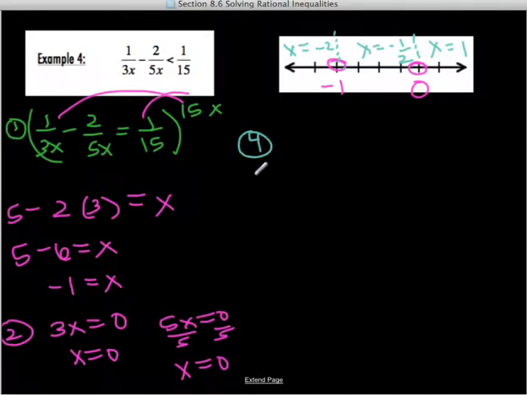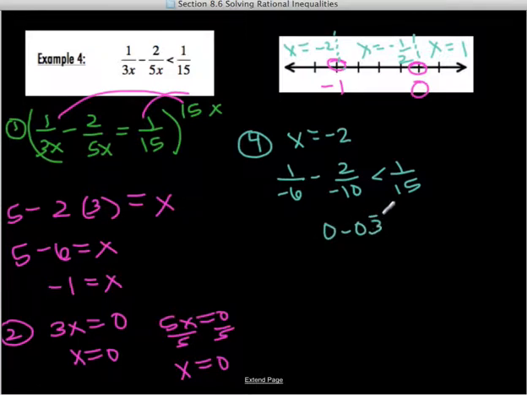So I'm going to go ahead and try negative 2. So x equals negative 2. Plug it into the original. So I would have 1 over 3 times negative 2, so negative 6, minus 2 over 5 times negative 2, would be negative 10. Is that less than 1 over 15? I would type the left-hand side into my calculator, okay, and I would have 0.03 repeating. And is that less than? If I type 1 divided by 15 in my calculator, I get 0.06 repeating. So is this smaller? Is 3 smaller than 6? Yes, so that works. So I'm going to shade to the left.